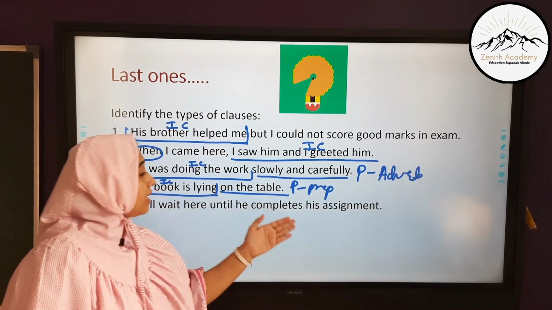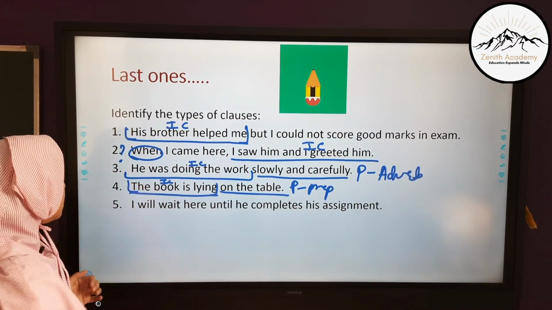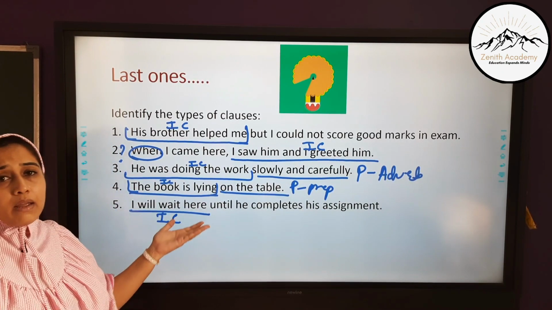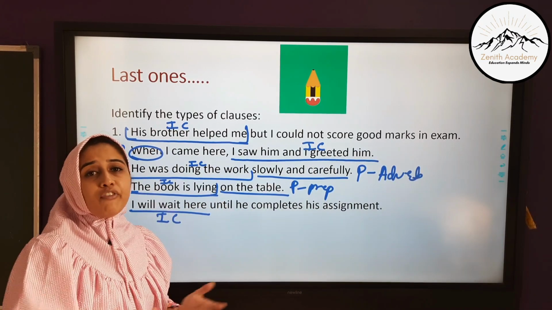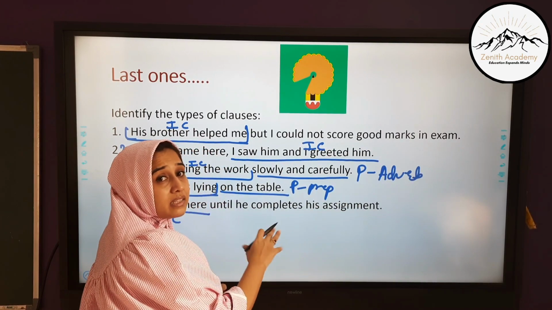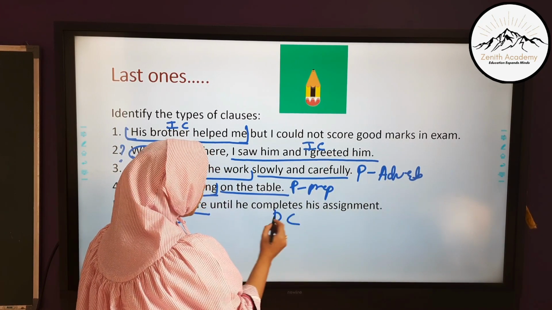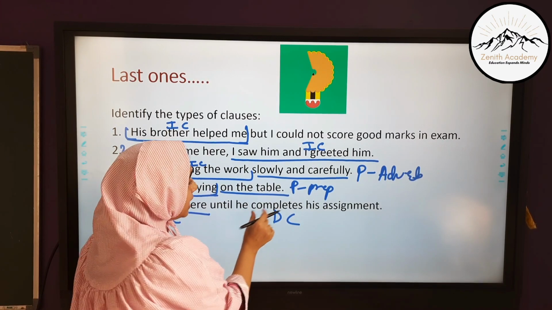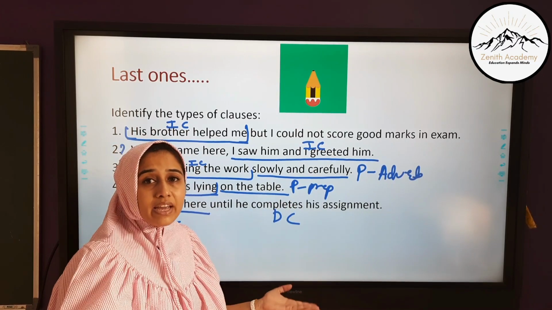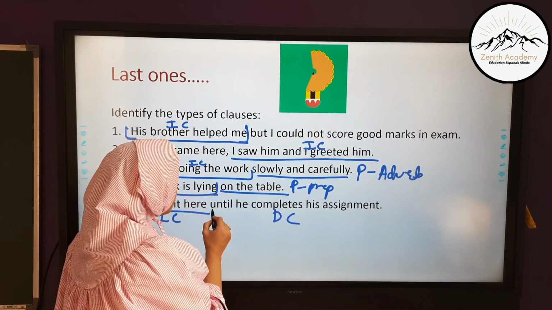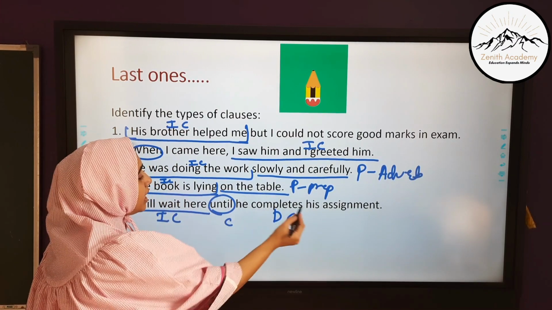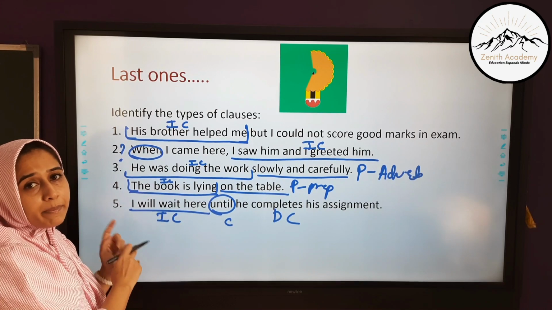I will wait here until he completes his assignment. Here, I will wait here is the independent clause. I can be waiting for anybody and for any reason. But until he completes his assignment is a dependent clause. Why? Because here also he is the subject and completes is the verb. So this is a dependent clause but does not convey the entire meaning because it is joined with the conjunction until. So the meaning gets completed only with an independent clause.